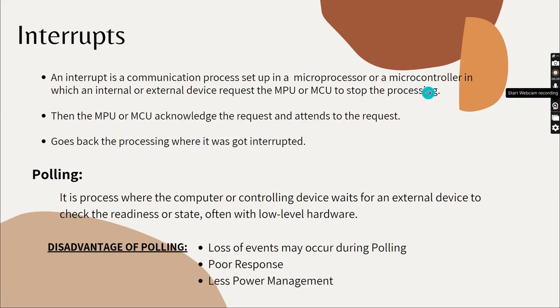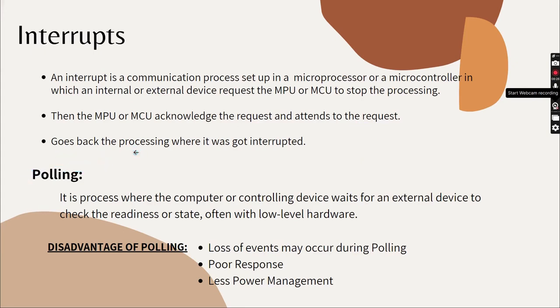So when our interrupt is called, our interrupt function goes to the ISR, and when the function of the ISR is done, it comes back to the main function. And the second one is polling.